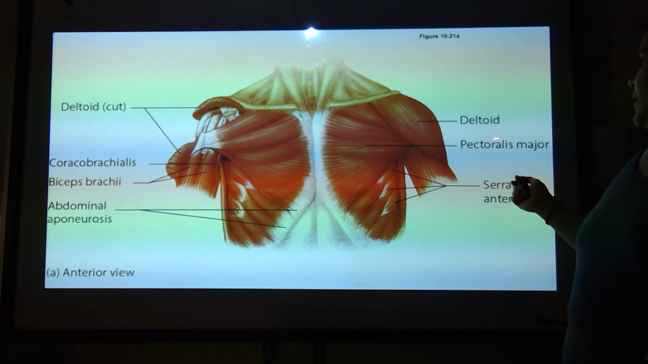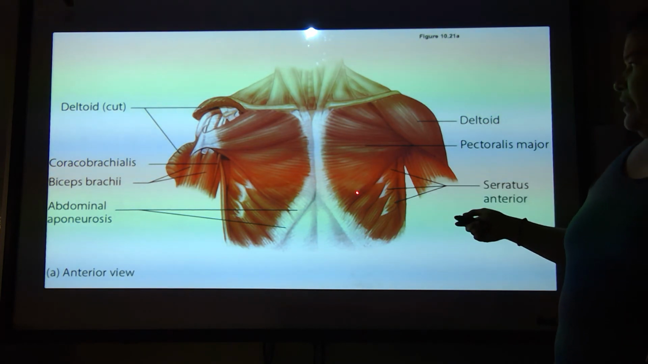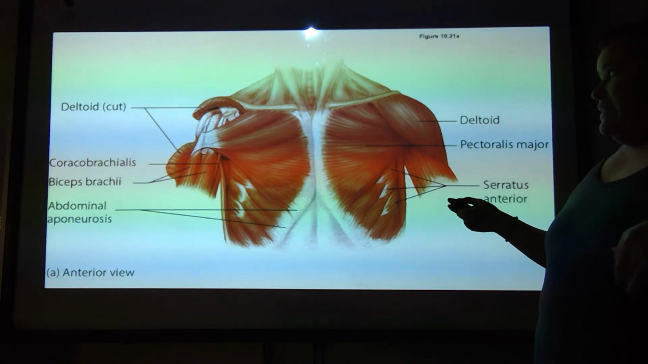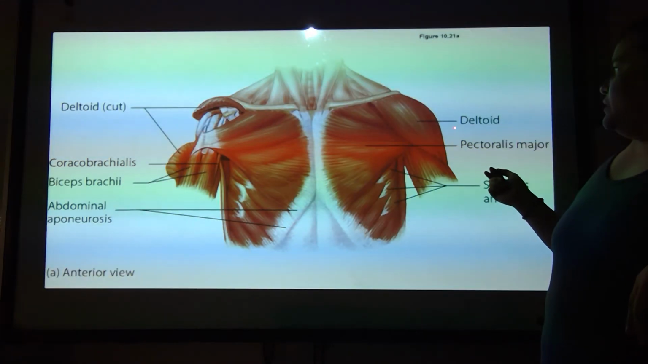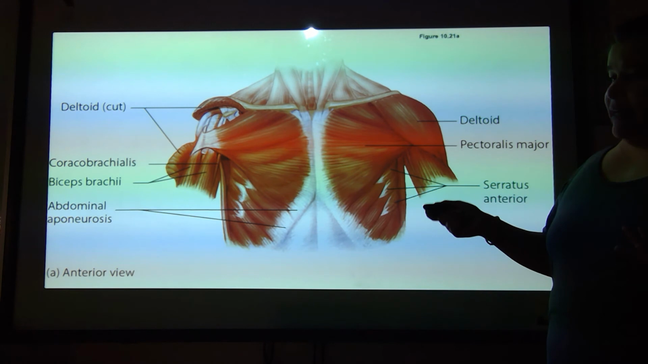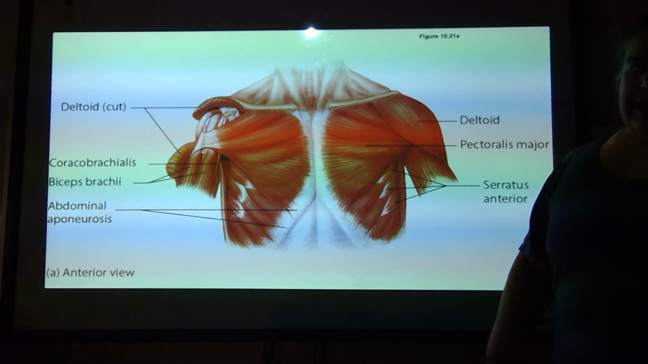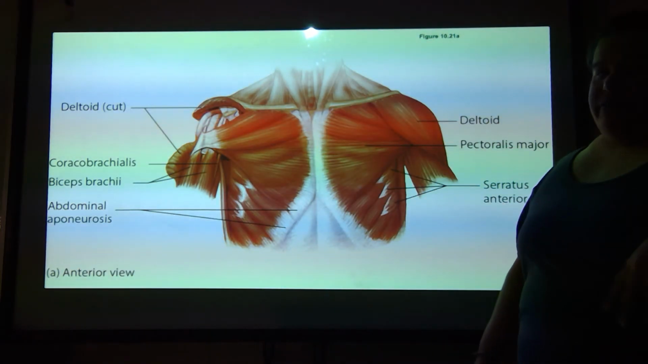We've talked about the pectoralis major that's right there that isn't actually cut. You can actually see it there. There's the serratus anterior that we've talked about, and there's the deltoid that isn't cut, like what you see on the left side of the screen.